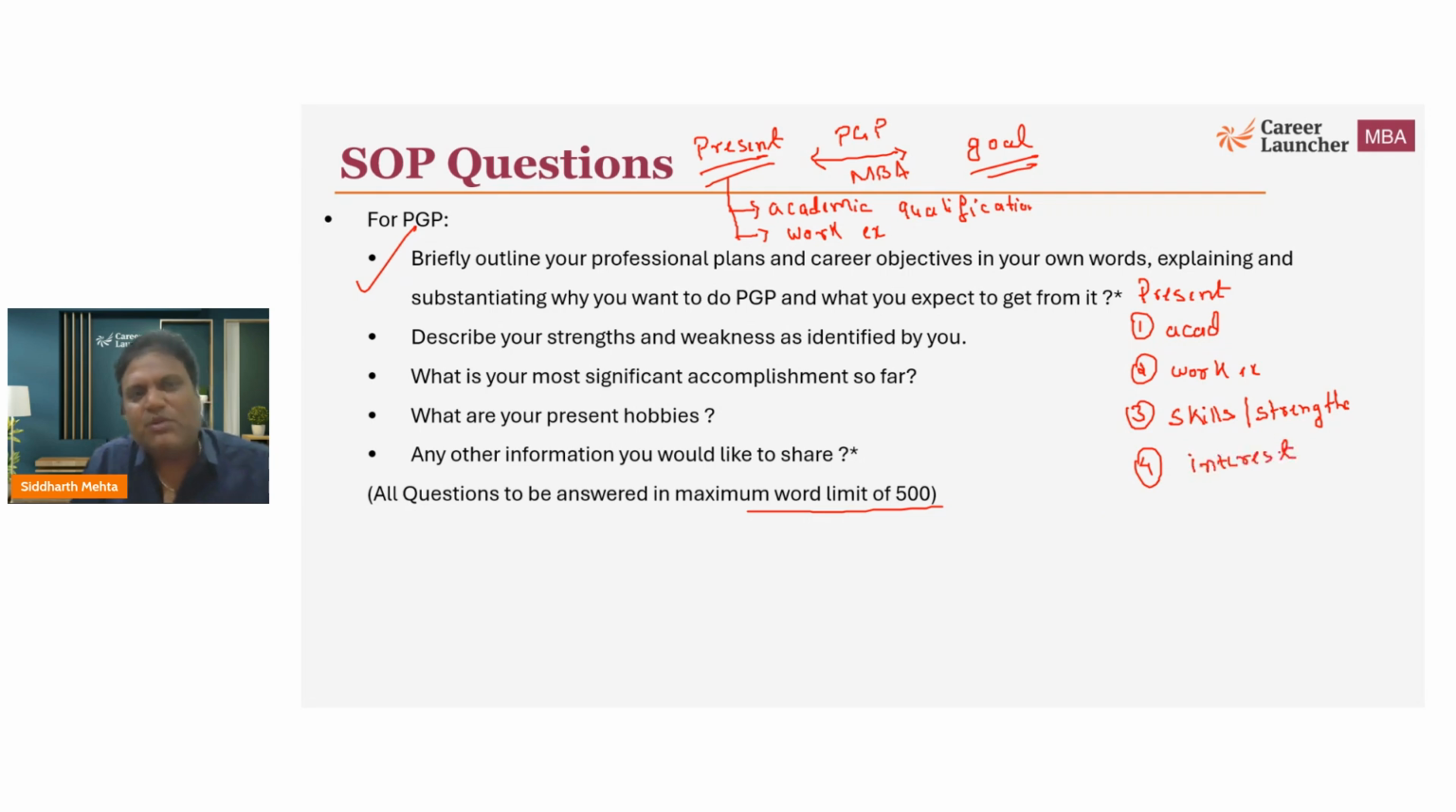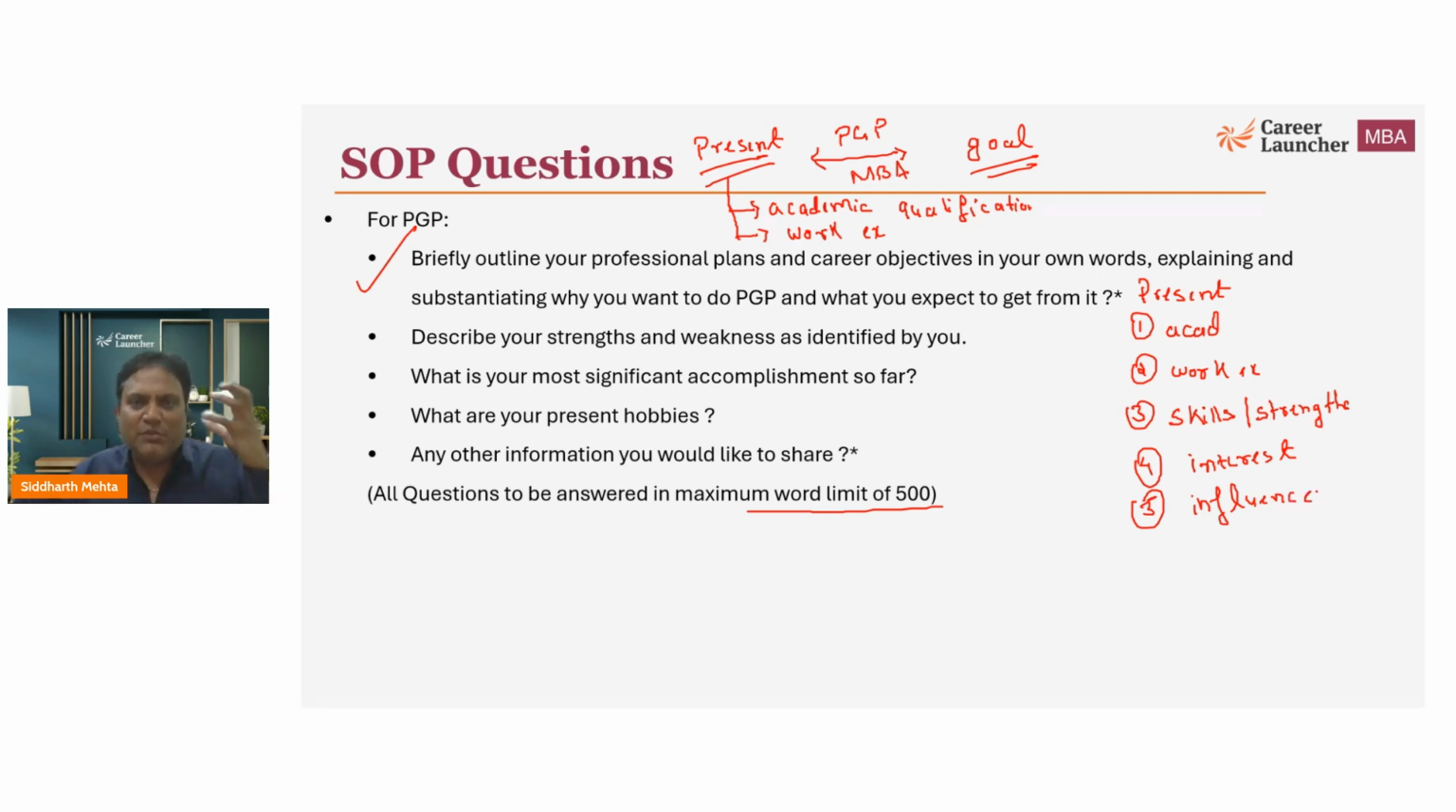And don't get confused about that. There is another question about hobby. That has a different purpose. We need to understand that the purpose of this first question is to get how PGP is fitting in your entire career journey. So when I'm talking about the entire career journey, I will talk about my strengths also, work experience also, CAT also, my interest also, maybe influence also, how my family or friends or others have influenced me, or what kind of influence they have on me. All these things are my present.